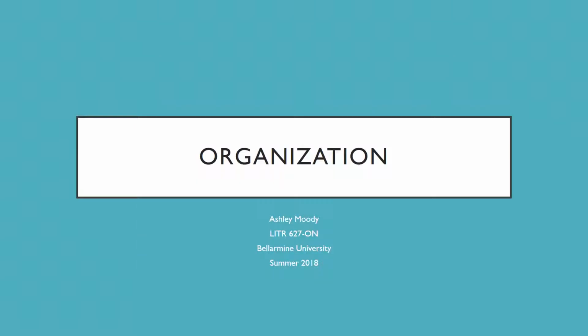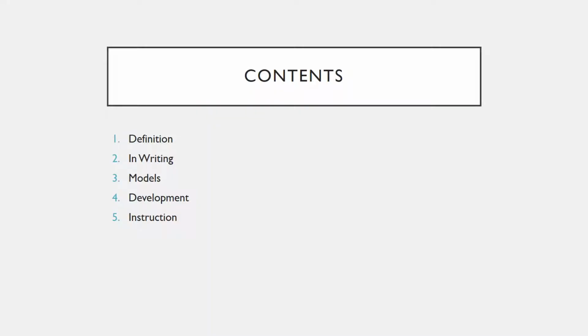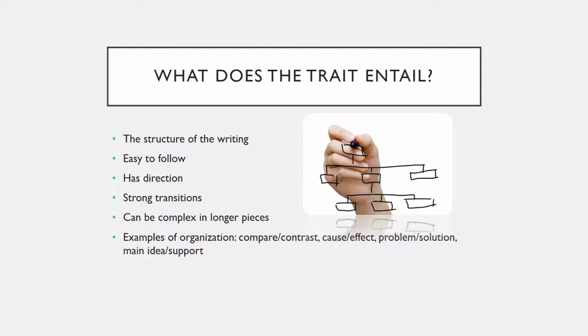Okay, so I chose to do my topic on organization because I want to know more about how to aid my students in creating a strong structure for their writing, and I've seen it in reading a lot as well, reading instruction. So I'm going to talk about the definition of organization, what organization in writing looks like for students, models that can be used to teach organization, how organization looks like in development and student writing, and so what does the trait entail? The structure of the writing is pretty much what organization is.